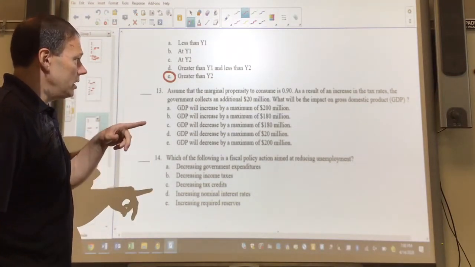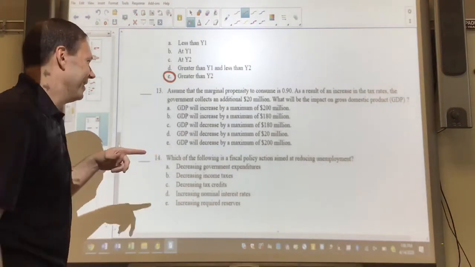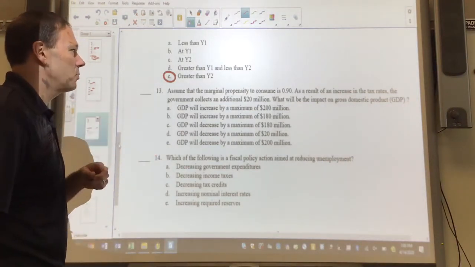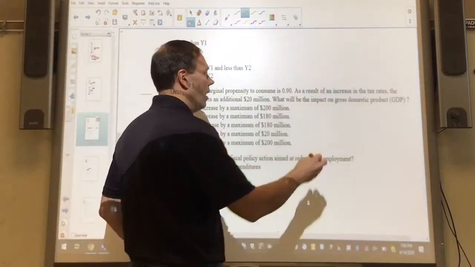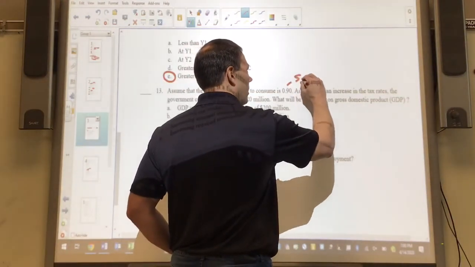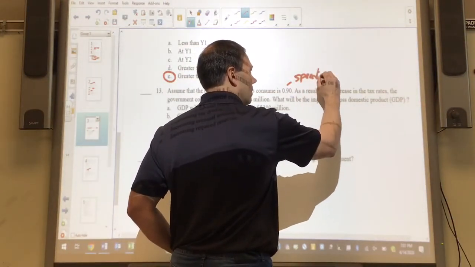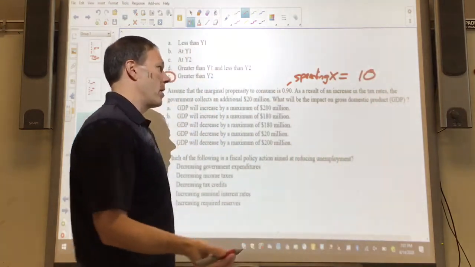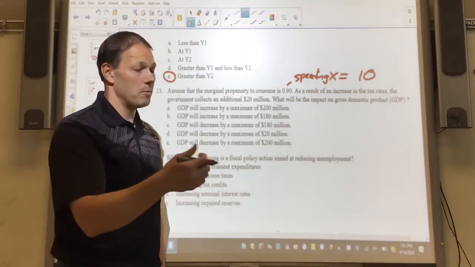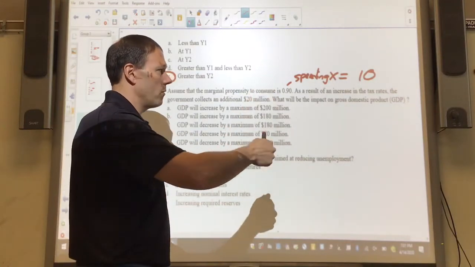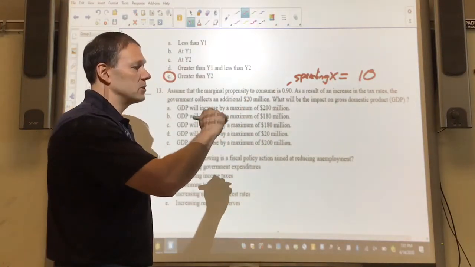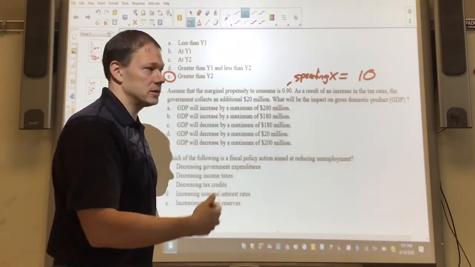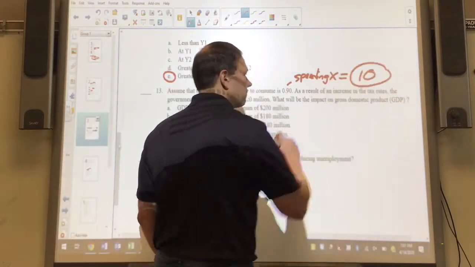Number 13, ooh, you're gonna love this one. All right, the MPC is 0.9. So let's first of all understand that the spending multiplier makes it 10. Okay, spending multiplier equals 10. Why? 1 over 1 minus the MPC, that's 1 over 1 minus 0.9, that's 1 over 0.1, 1 divided by 0.1 is 10. So spending multiplier is 10.